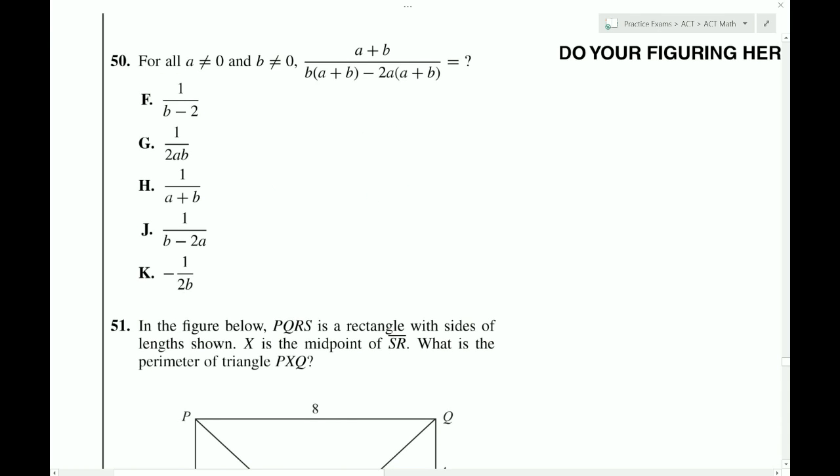Alright, so from here, right away my eyes notice that this can be factored out from the bottom, and I would be left with b minus 2a for the other section. And of course then these can cancel, leaving me with 1 over b minus 2a.